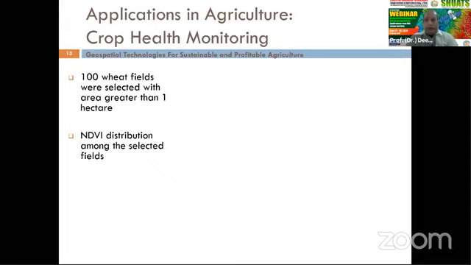So that's how we selected, and then we digitized the boundaries of those fields in a GIS environment, overlaid those polygons on the NDVI images, and extracted the data. And let's see the data. How does it look on each specific image date?